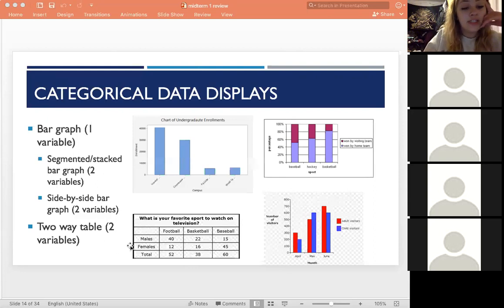And then a two-way table. This is also another way to show two categorical variables. The labels here are going to be gender and favorite sport to watch. Those are the two categorical variables, their labels. And that's it.